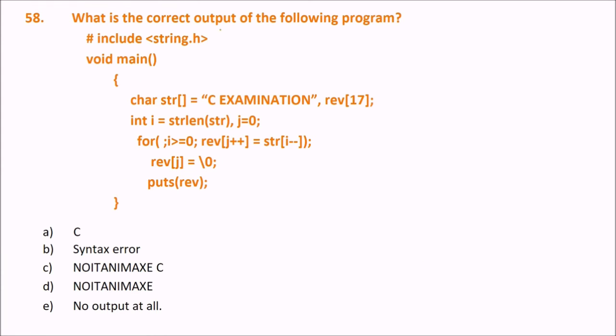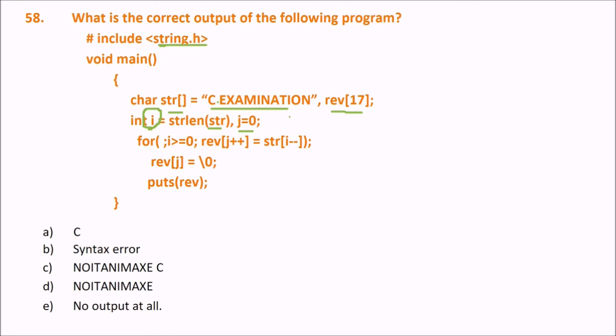Next, what is the correct output of the program? We are including string.h for string handling. We have a string which is C examination. We have a space also here, and we have a character array also, or rather we are not giving anything. Let us see what it comes out to be. With string length str, that is a string length, and j equal to 0. We also started with j equal to 0 here. We have taken a for loop, and we have not given an initialization condition because initialization is already done here.